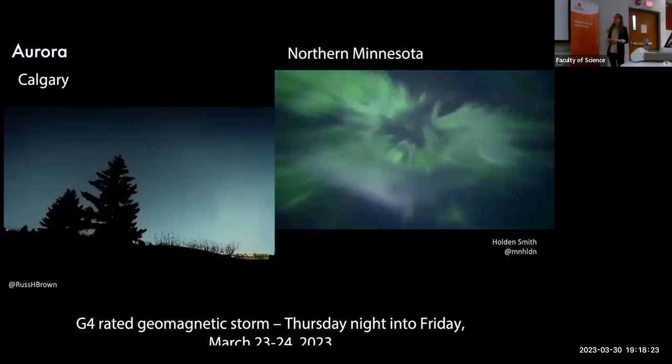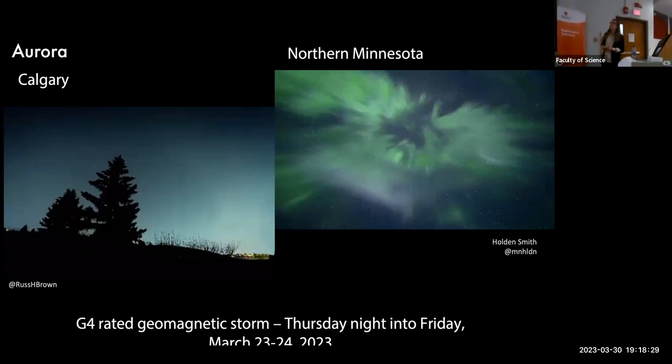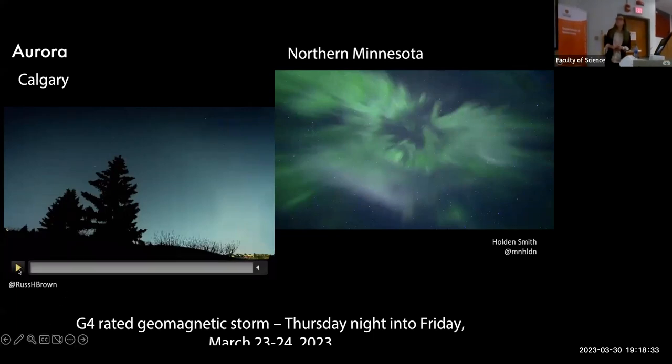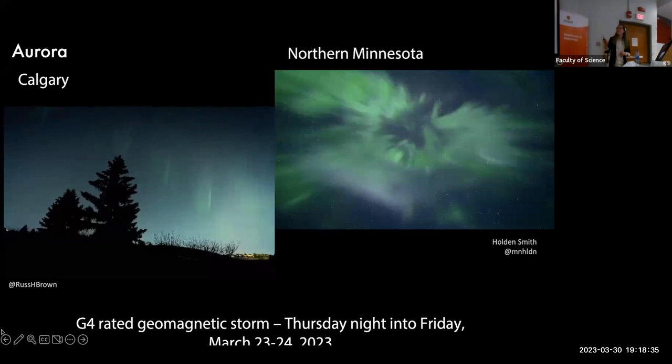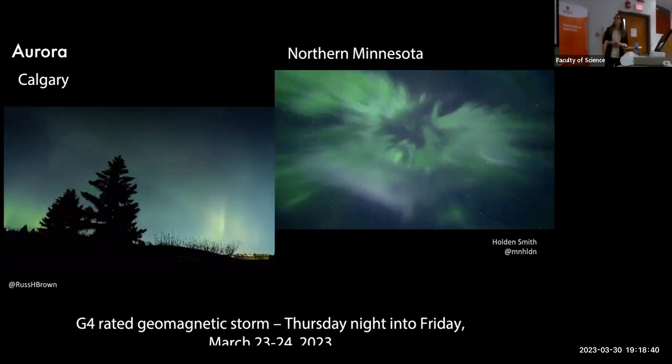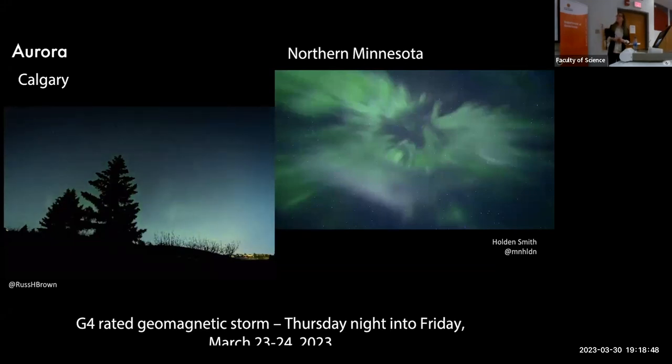I did want to show a couple of videos that I pulled from here in Calgary. This was, I think, northwest of Calgary, taken by Russ H. Brown, during one of those really bright periods during the G4 storm. And it just looks beautiful even on this bad projector screen up here. And then there's another one on the right taken from northern Minnesota.